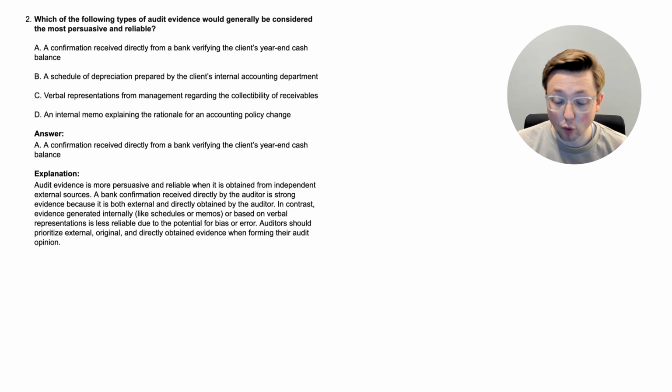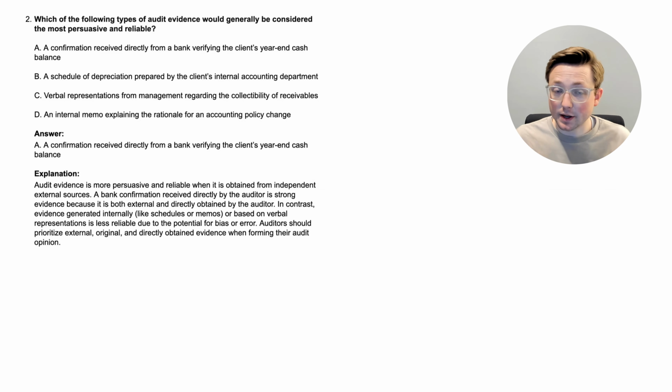Audit evidence is more persuasive and reliable when it is obtained from independent external sources. A bank confirmation received directly by the auditor is strong evidence because it's both external and directly obtained by the auditor. In contrast, evidence generated internally, like schedules or memos, or based on verbal representations, is less reliable due to the potential for bias or error. Auditors should prioritize external, original, and directly obtained evidence when forming their audit opinion.